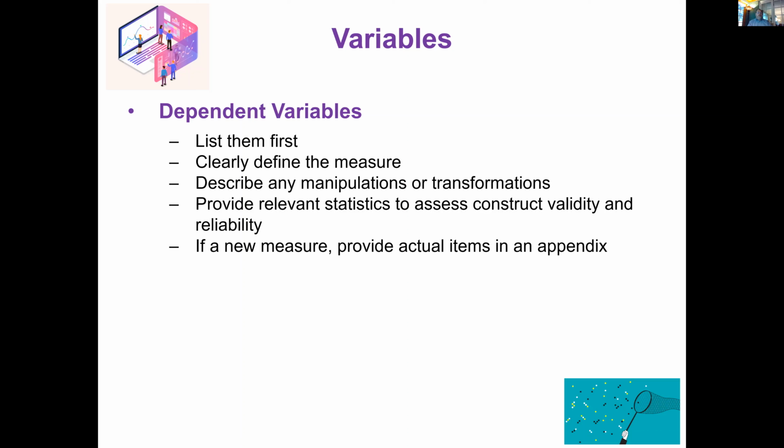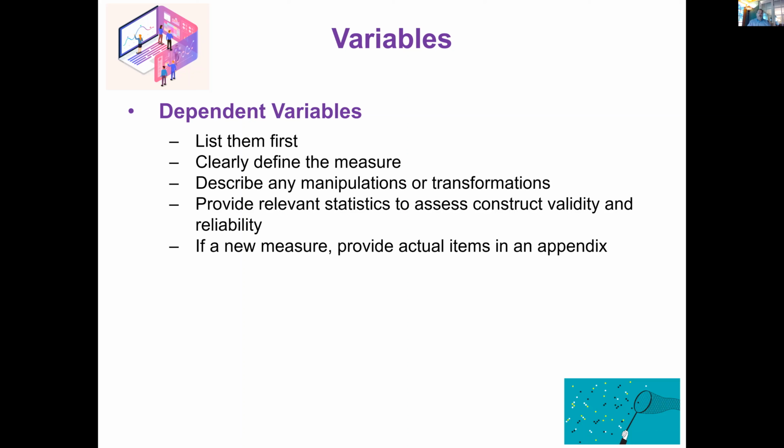Describe any manipulations or transformations that you had to engage in. Did you log transform it? Did you have to standardize it and turn it into an index? How did you go about building that index? Provide any relevant statistics to assess validity and reliability of the construct or the measure. If this is a new measure, make sure you provide the actual items, either in an appendix to the paper or in an online supplement, but let people see and know what it is that you actually asked if, for example, you developed a new scale. This also makes it easy for them to implement your scale in other studies if they like the measure.